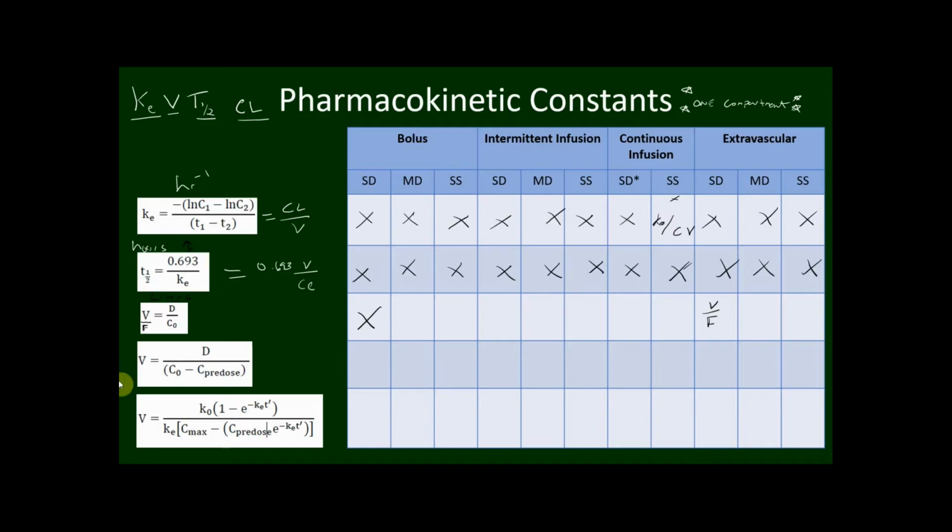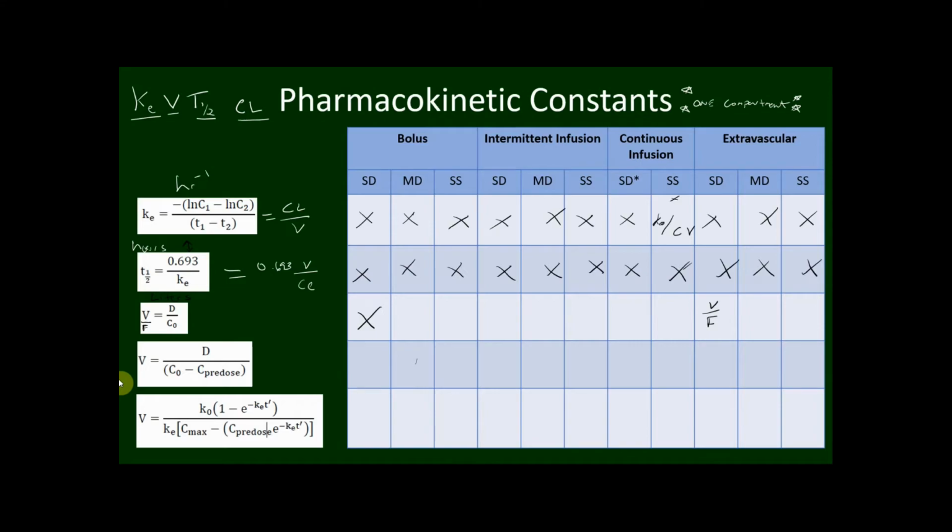Let's go down to the next volume of distribution, which again would have a unit of liters. And this one is calculated by dividing the dose by a concentration minus a previous concentration. So pre-dose can mean previous concentration. It can mean 0 if the patient hasn't had the drug yet. So pre-dose just means anything prior to the initial concentration, or the C0, that you're measuring here.